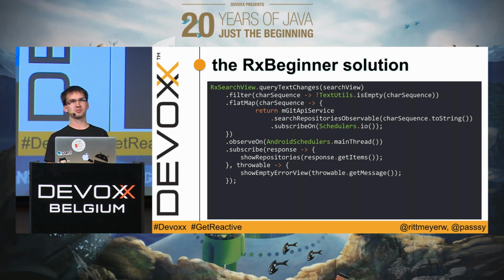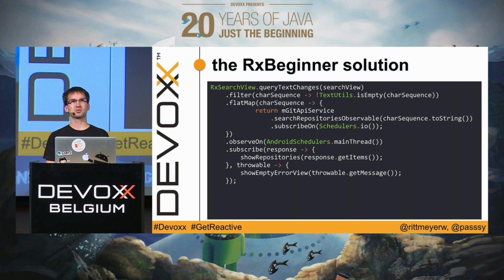When I first started with RxAndroid, I would have written code like this. I first created a search view observable with this dependency I showed you before, and then I filter. If I have an empty text, my observable should not continue at this point. So I filter, and then I start my service to do the network call. It's the Retrofit service, but it could be any service, and that's why I put subscribeOn here.